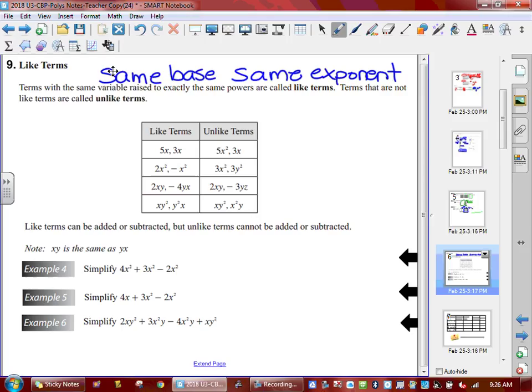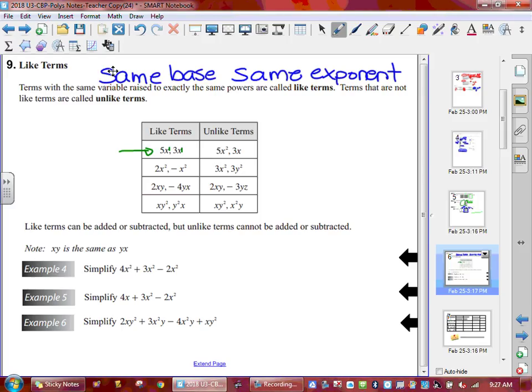Okay? If you look at the ones right beside them, how come they're not like terms? What's wrong with this set? What do you notice is different? Yeah, their exponents are different. One's got a 2 and one's got a 1. They're not like terms if their exponents are different.